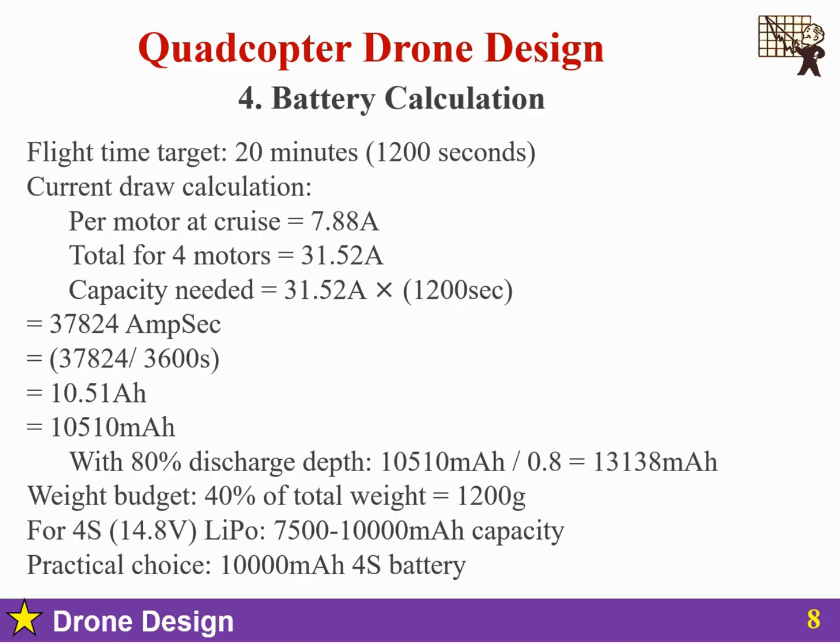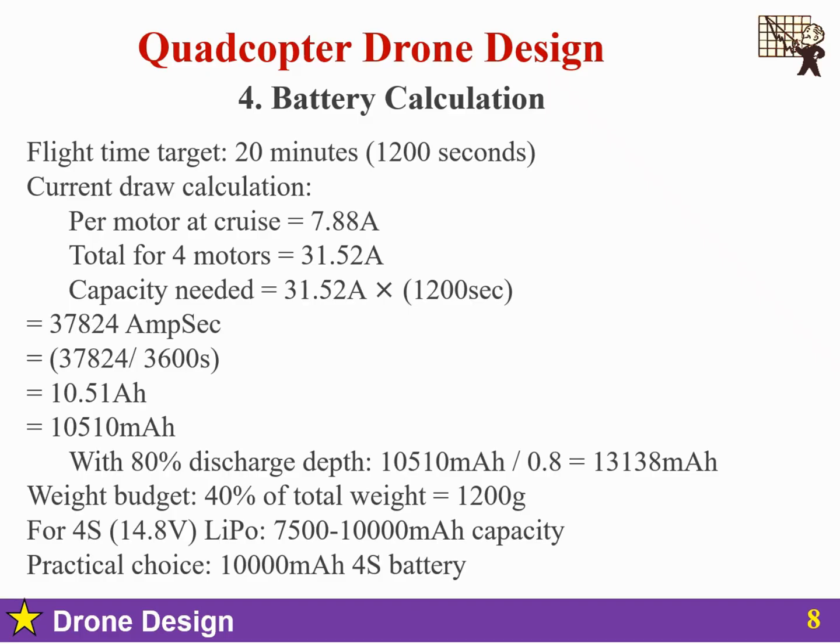For professional applications, 4S batteries are often preferred despite higher current requirements because 4S batteries are more readily available in high capacities. 4S systems have proven reliability in commercial applications. 4S batteries are less expensive and easier to transport, and 4S systems have better spare parts availability. Using 4S, that is 14.8 volts instead of 6S, that is 22.2 volts, means higher current draw.